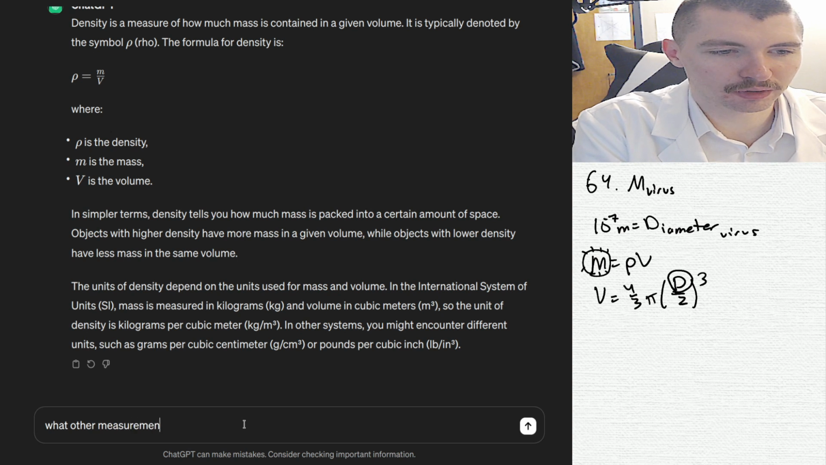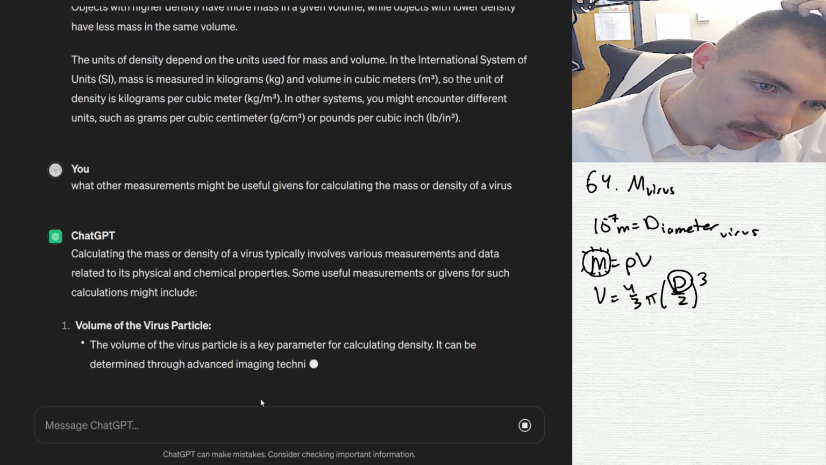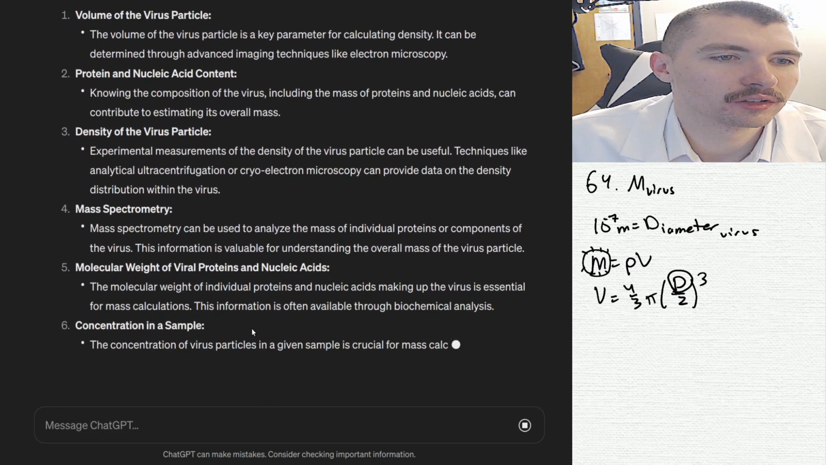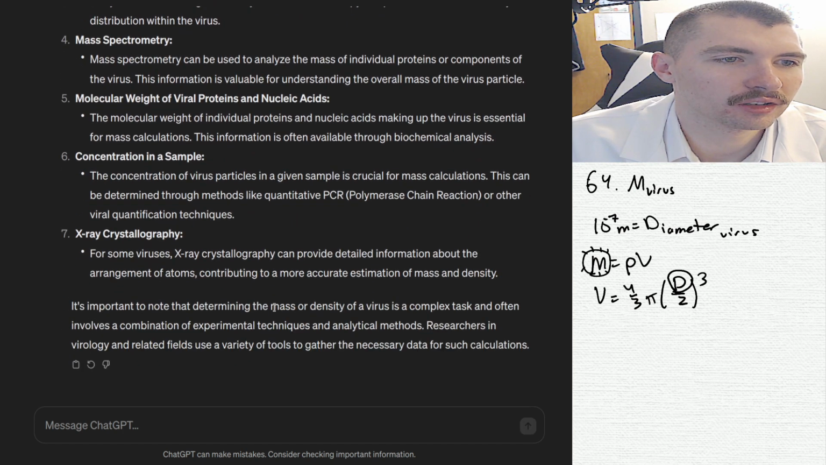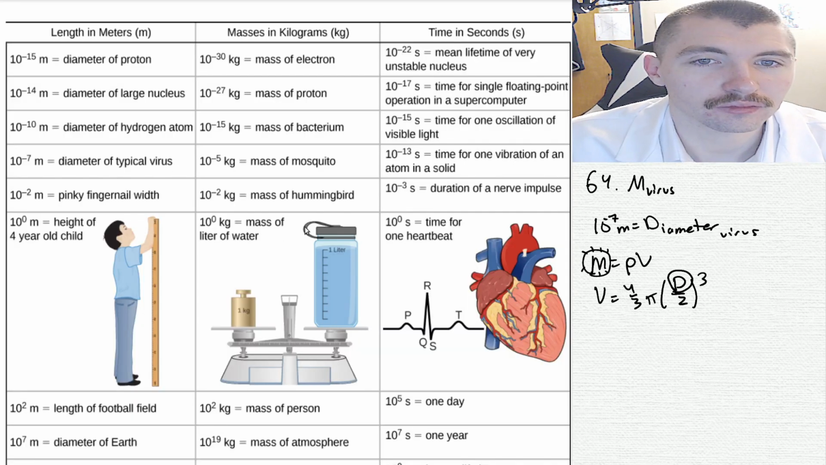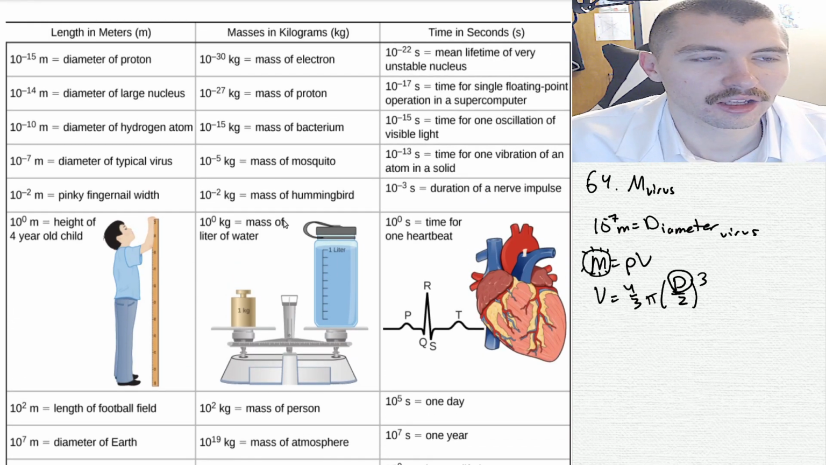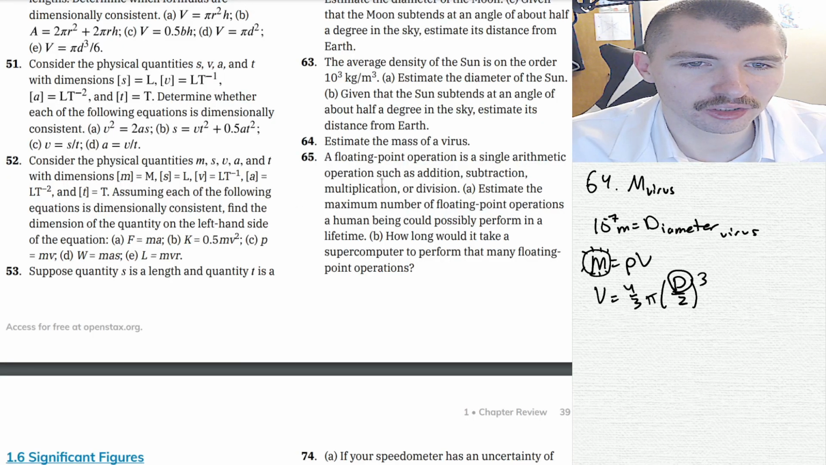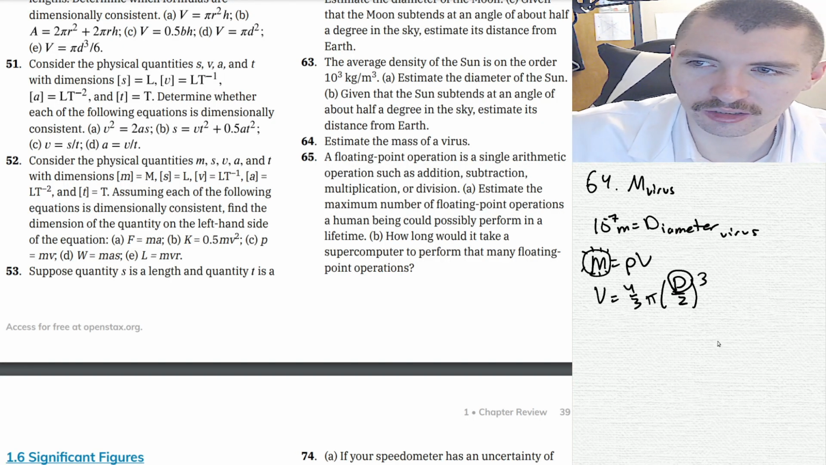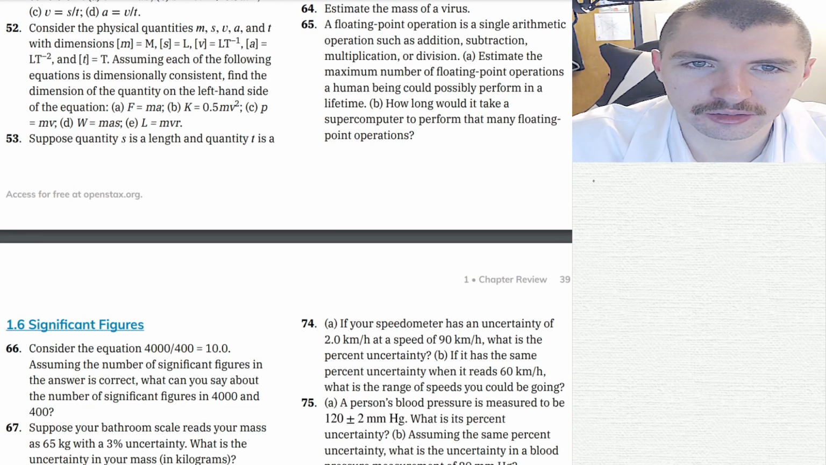What other measurements might be useful givens for calculating the mass or density of a virus? Nucleic acid, virus, spectroscopy, concentration. Yeah, I don't know. I'm not really happy with the book. I don't think it's fair. It's not being very fair with how much it's given.